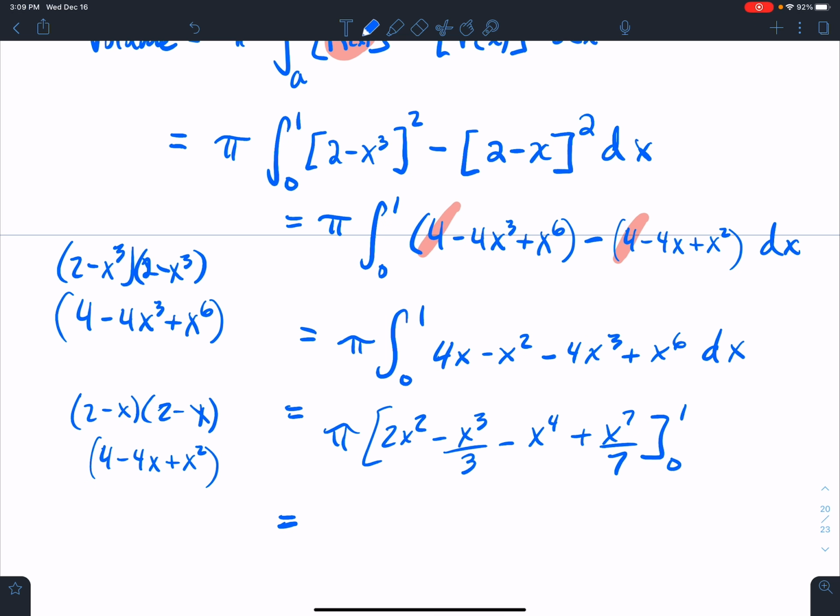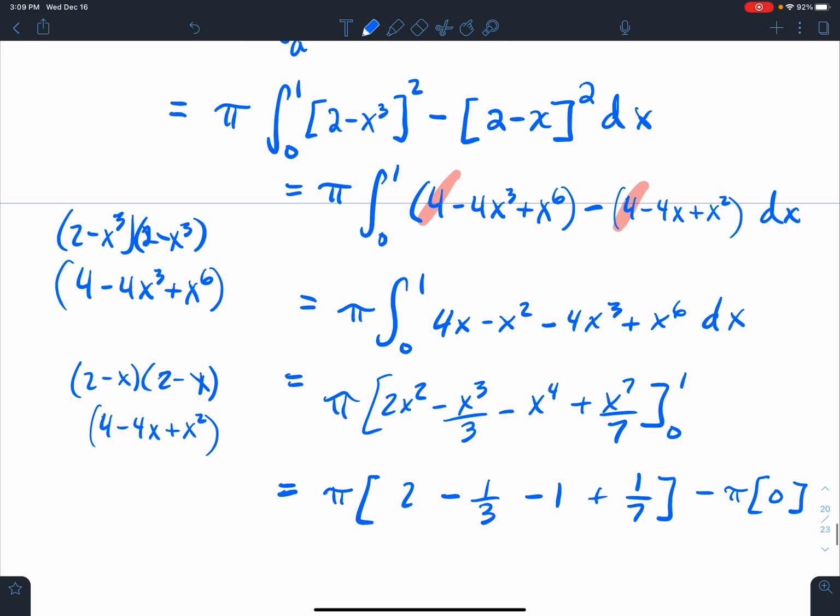And so whenever I plug in, I have pi times 2 times 1 squared, which is 2, minus 1 cubed over 3, minus 1 to the 4th, plus 1 to the 7th over 7, and then minus pi times, and all those pieces go to 0 whenever I plug 0 in.